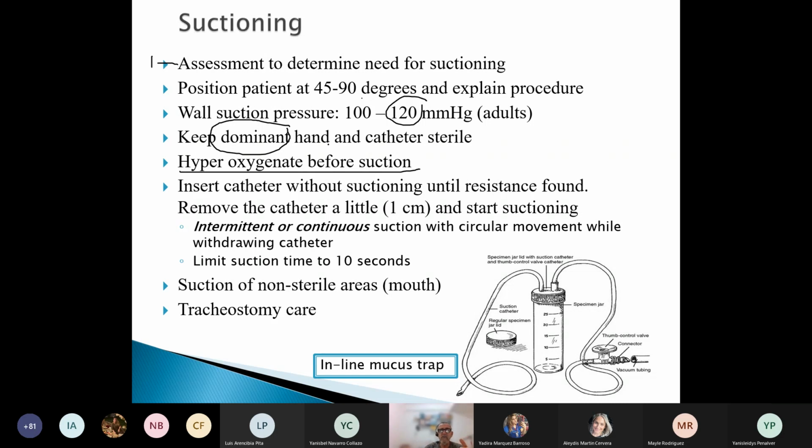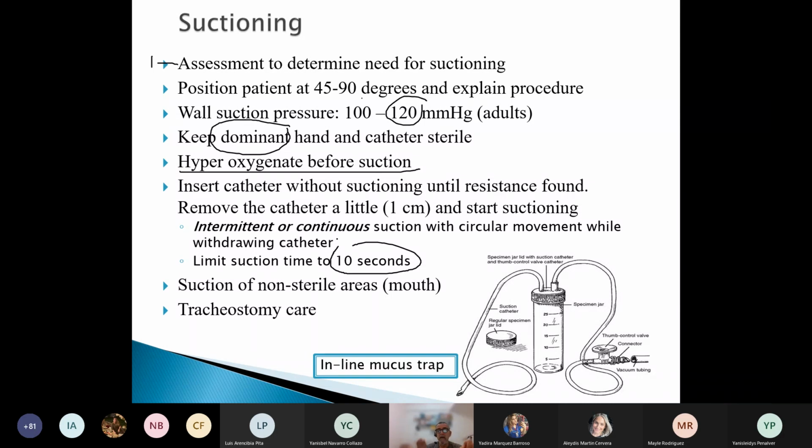They're not going to ask you if the suction is intermittent or continuous because the new evidence says that it is not important, okay? The evidence even favors continuous suctioning instead of intermittent. Go to the literature to find out, but you can do intermittent or continuous suctioning with a circular movement while withdrawing the catheter. Limit this time to 10 seconds. What NCLEX has said is no more than 10 seconds of suctioning, because it's the maximum that the usual patient with a tube can tolerate.